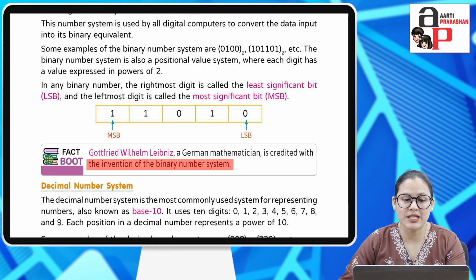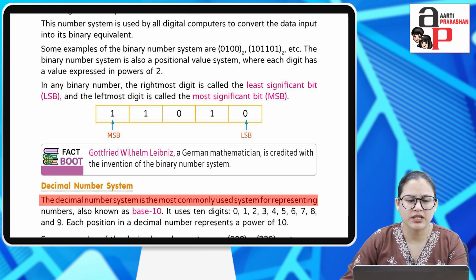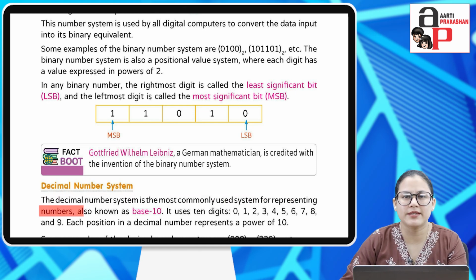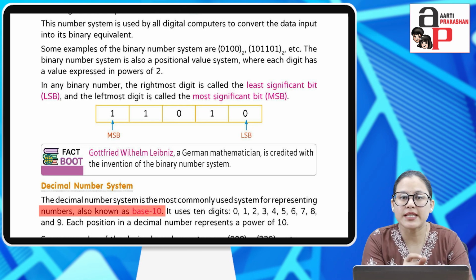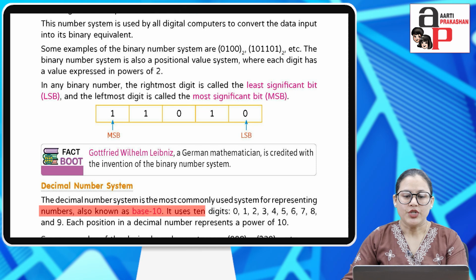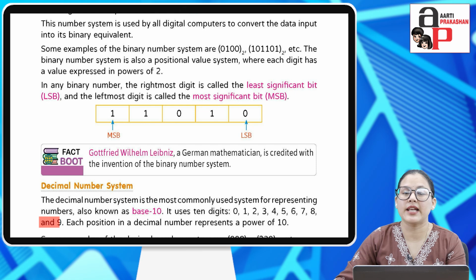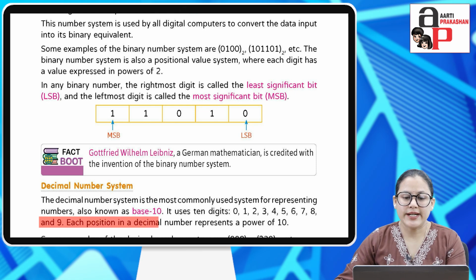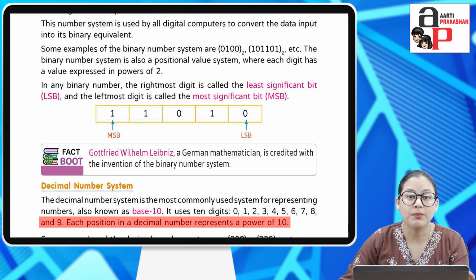Next number system is decimal number system. The decimal number system is the most commonly used system for representing numbers, also known as base 10. So in decimal number system, the base is 10. It uses 10 digits: 0, 1, 2, 3, 4, 5, 6, 7, 8 and 9. Each position in a decimal number represents a power of 10, because the base is 10.